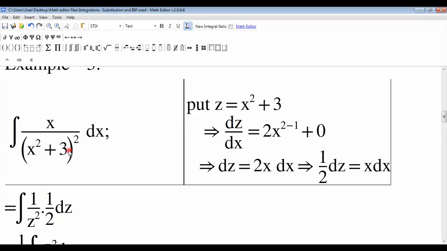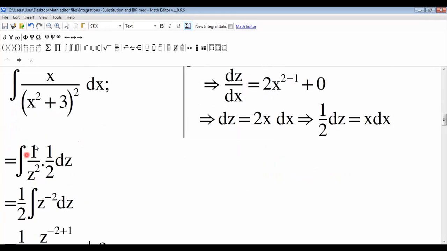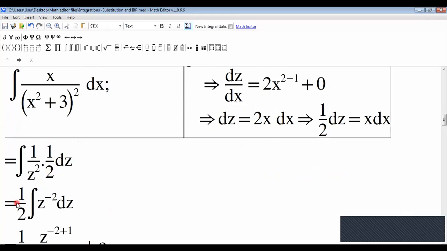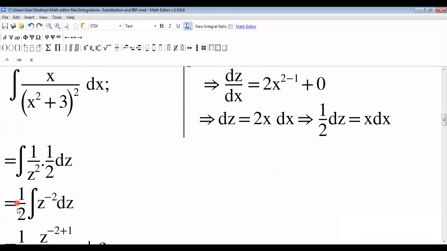And x square plus 3 means z, so we get 1 by z square, and x dx means half dz. After substitution, we get this integration with respect to z. Half is the constant here. The integration of 1 by z square means z to the power minus 2.